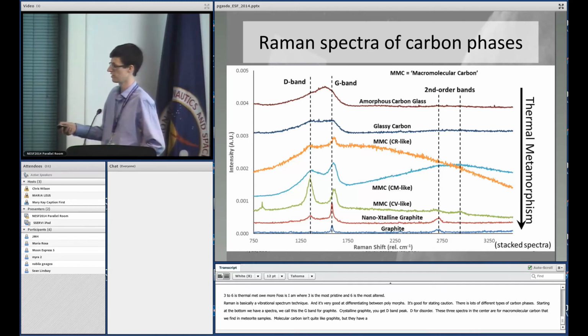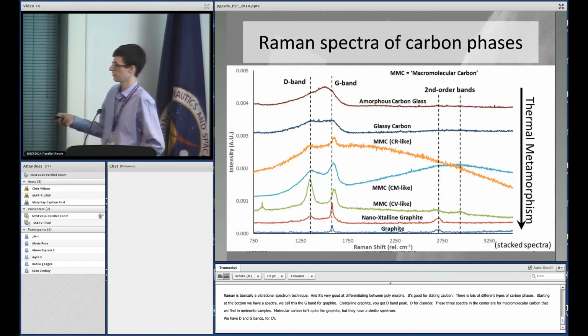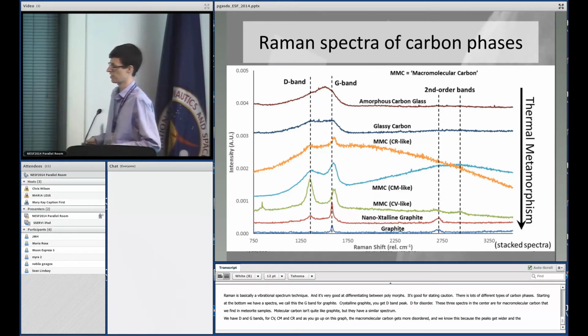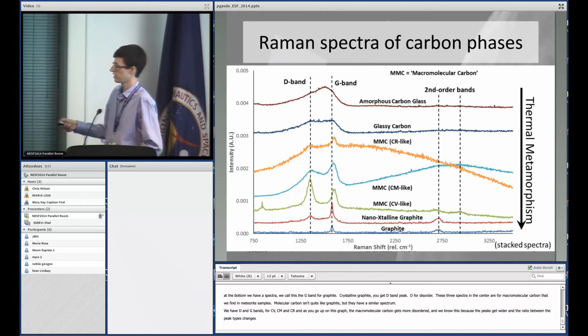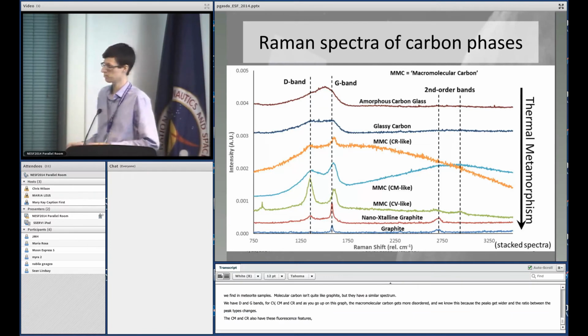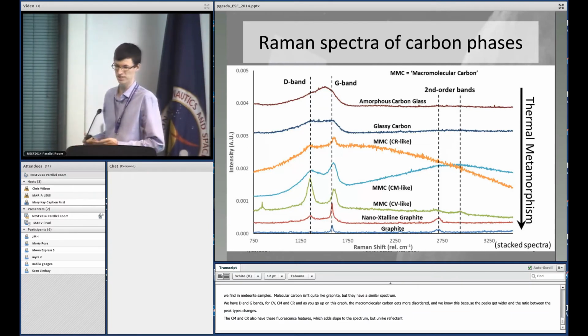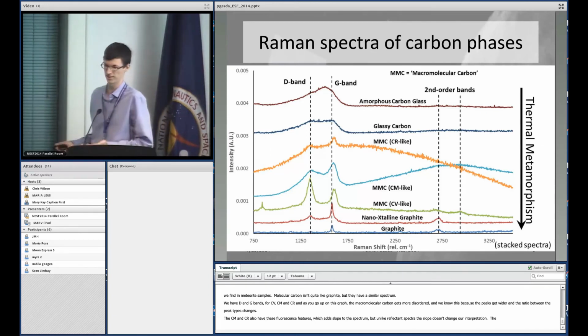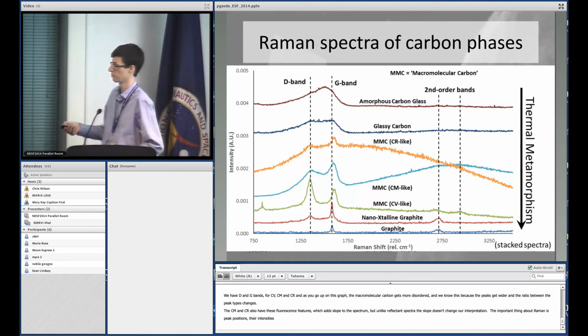So we have the D and G bands for CV, CM, and CR, and as you go up on this graph, the macromolecular carbon gets more disordered, and we know this because the peaks get wider and the ratio between the peak heights changes. The CM and CR also have these fluorescence features, which add slope to the spectrum, but unlike reflectance spectra, the slope doesn't actually change our interpretation. The important thing about Raman is just the peak positions, their intensities, and their peak widths.